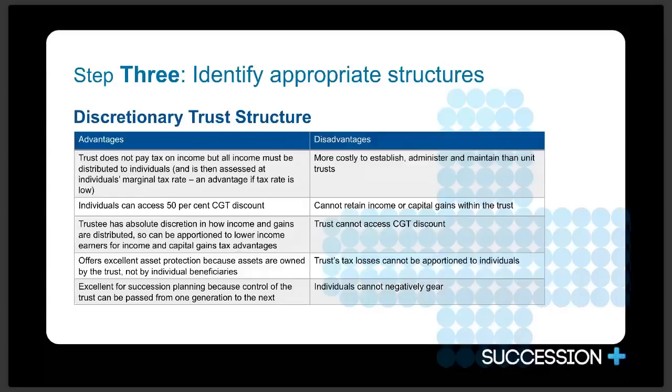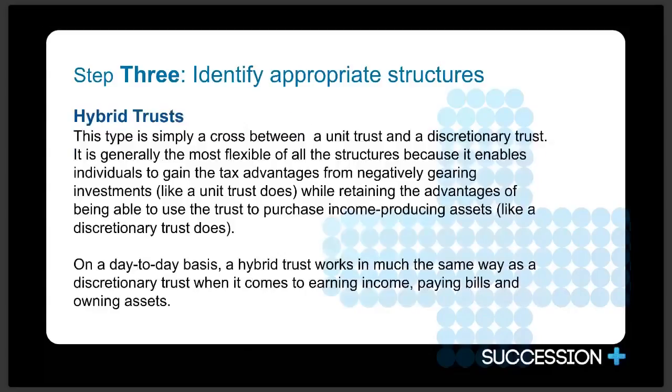Again, a little bit more cost, a little bit more complexity and so on to manage this structure on the way through. Hybrid trust. Now, these have been around for a while. They're not very common, but some people do use them, and they're a cross between a unit trust and a discretionary trust. Generally speaking, it's quite flexible.